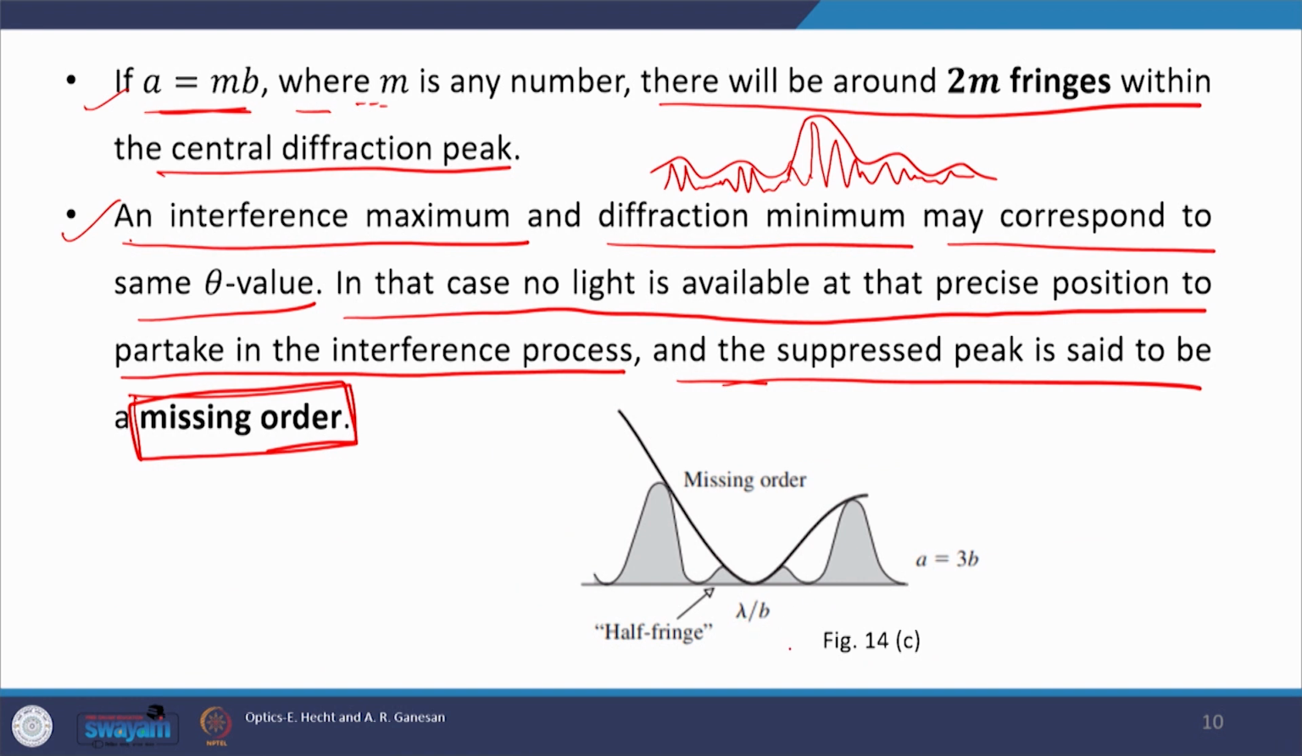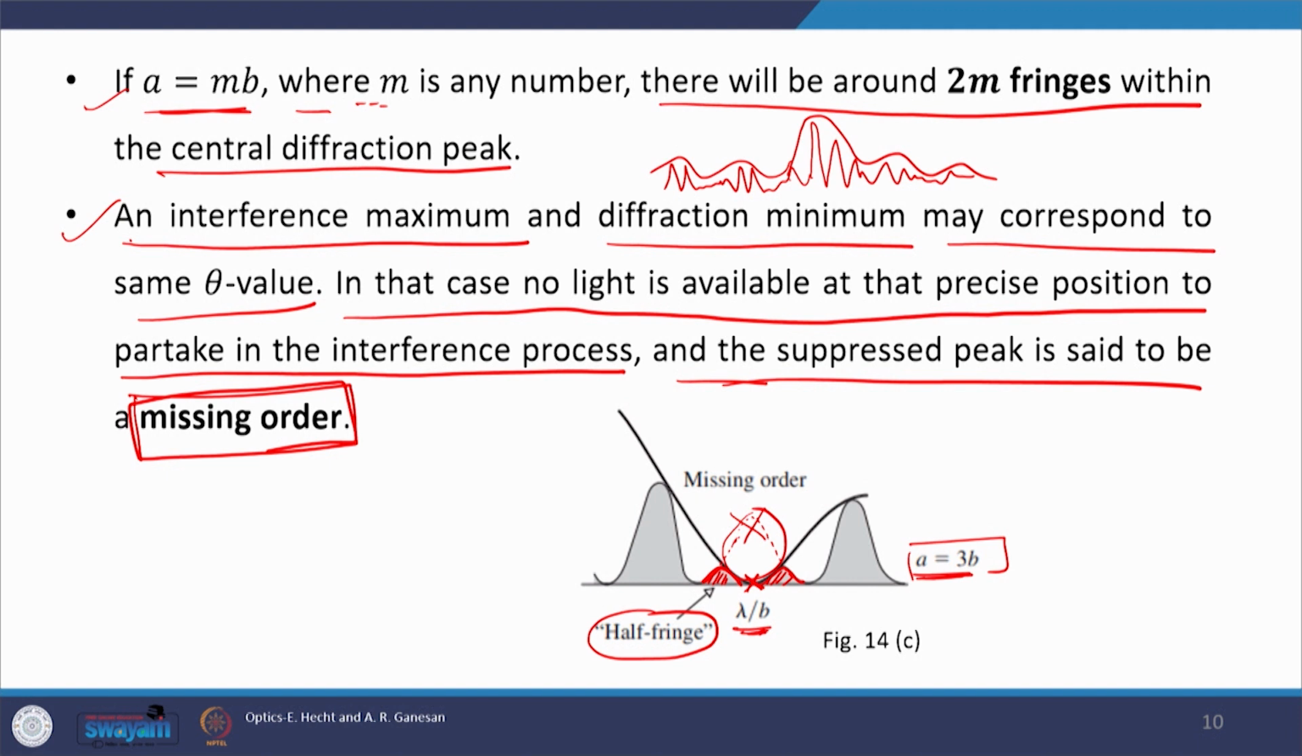At sin theta value of lambda by b, we see a missing order when a is equal to 3b, or when the fringe-to-fringe separation is 3 times the fringe width. Had there not been a diffraction minimum, we would have seen an interference peak here, but it is not there. Due to this phenomenon, we see only a partial interference peak here and a partial interference peak here. These are called half fringes.